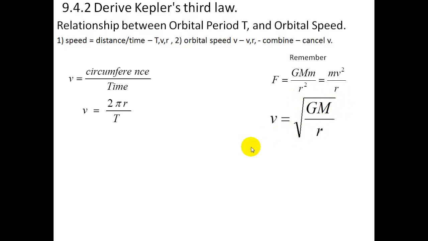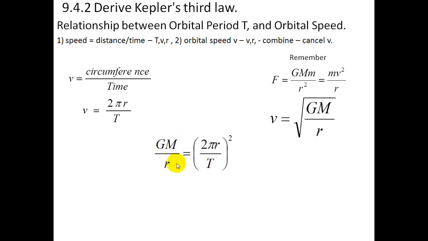Now we can equate this velocity, which is the distance travelled divided by time, with the orbital velocity derived from the centripetal force. If we equate these, we cancel v. So we square everything. 2 pi r over T, all squared, is equal to v squared, which is equal to GM over r.